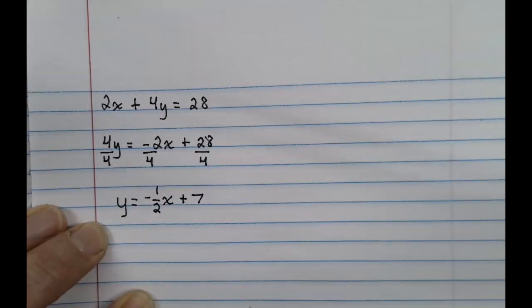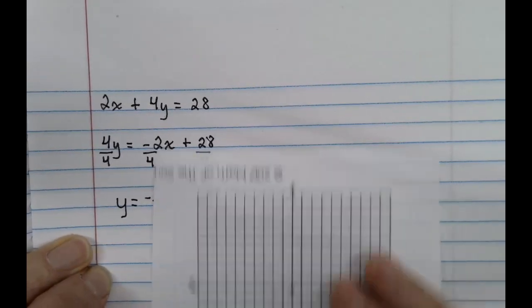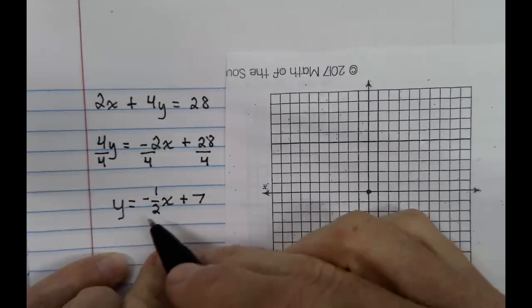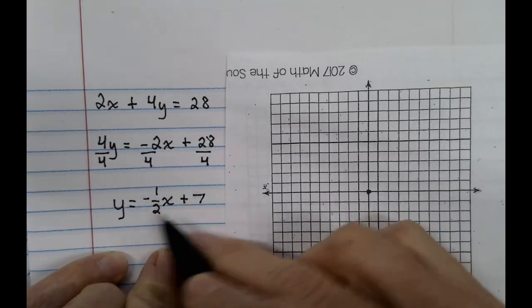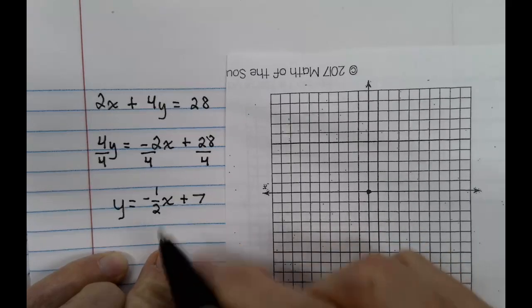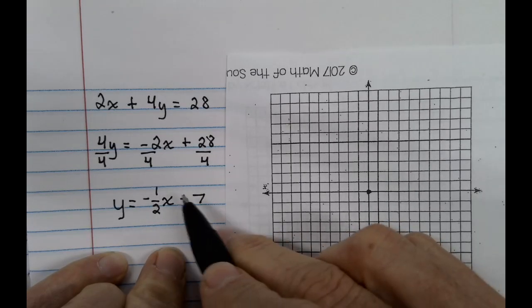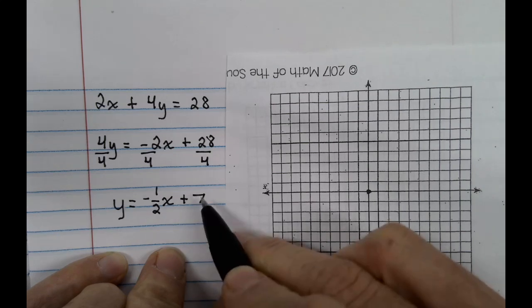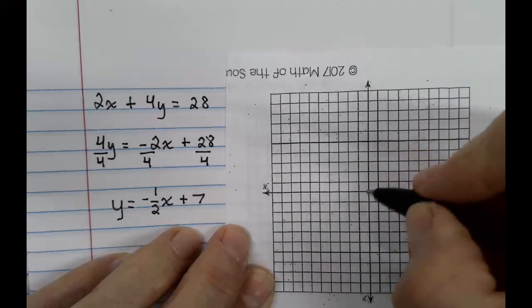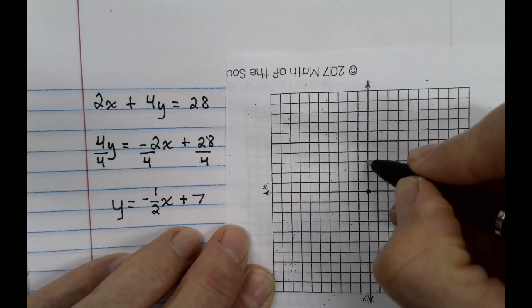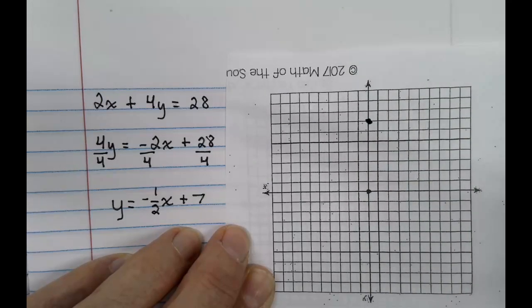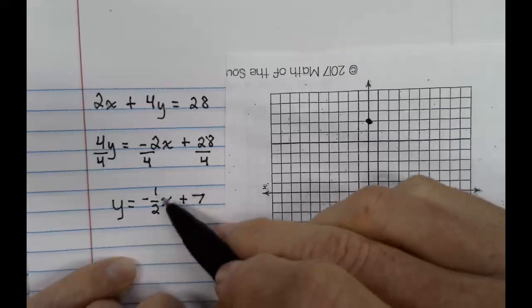So I want to translate this to a graph, and it's really easy to graph this now that I have an equation in slope-intercept form. This is the beauty of slope-intercept form. If you have an equation in this form, you don't have to do any calculating. You just look at the y-intercept, which is going to be (0, 7), right? So I start here at the origin, 1, 2, 3, 4, 5, 6, 7. There's the y-intercept.